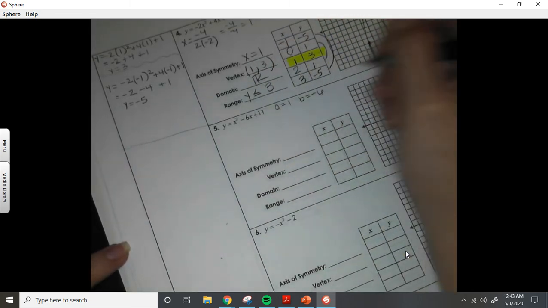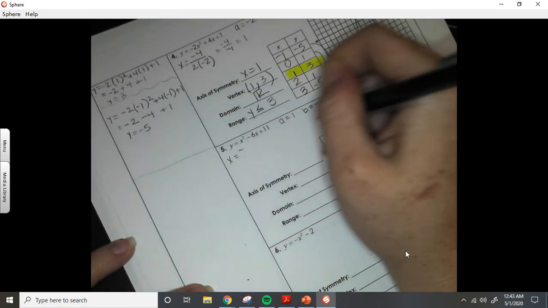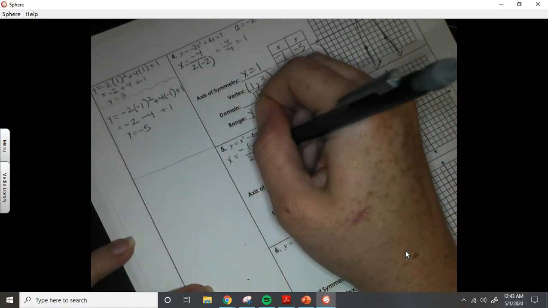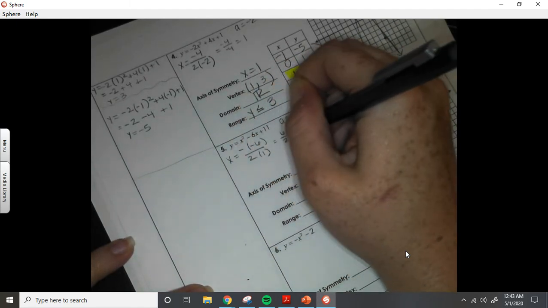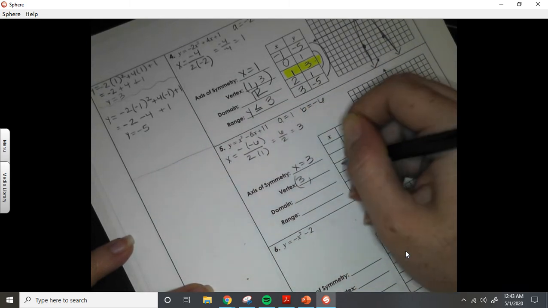B equals negative 6, so our axis of symmetry is negative b over 2a, so negative negative 6 over 2 times 1. So 6 over 2 equals 3. Our axis of symmetry is x equals 3. Vertex is 3 comma 3 here.